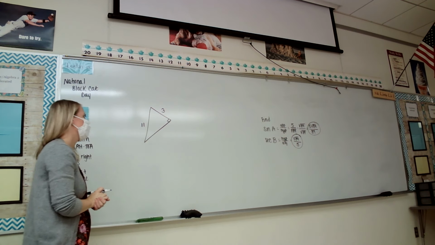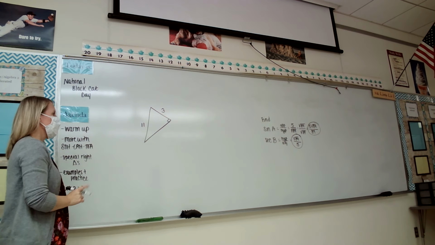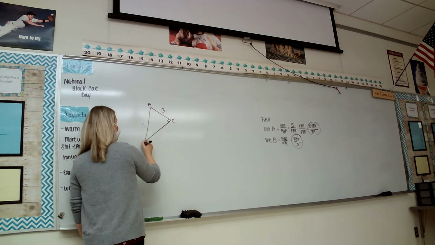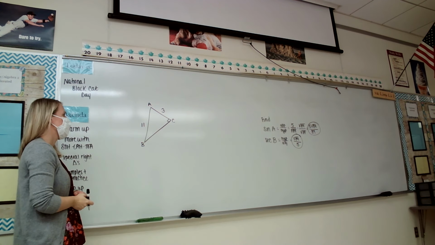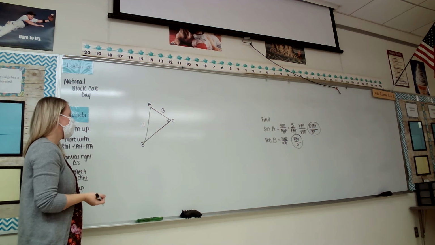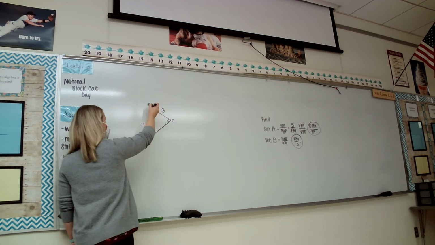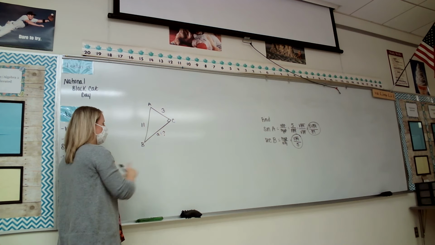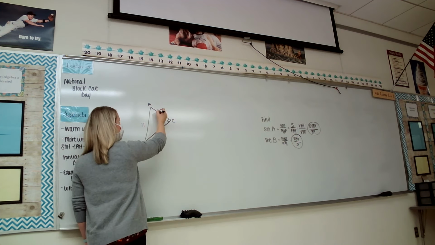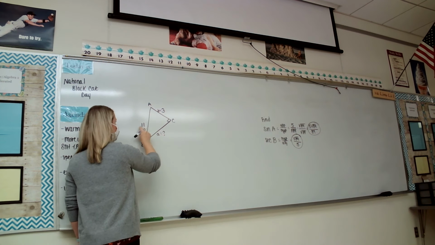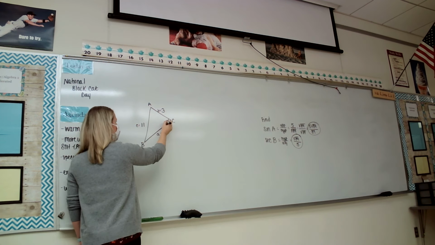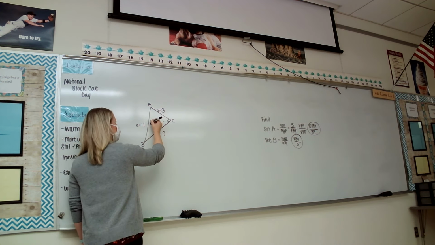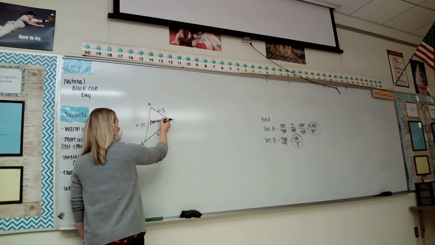I'm going to help you with the setup, and then I'm going to see if you can try it. The first thing I would do is find all my sides, so I go through and label. If this is angle A, this is side A, and I don't know what that is yet, so I'm going to have to find that. If this is angle B, this is side B. And if that's angle C, that's side C. And remember, across from the right angle is the hypotenuse. So we know the hypotenuse right now.